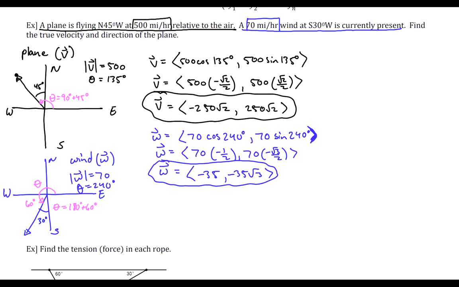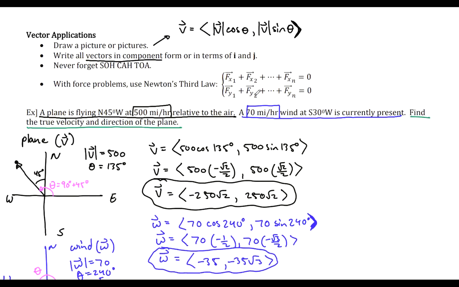And then the last thing, let's do that in green. Find the true velocity and direction of the plane. To find the true velocity, and in a lot of these problems, we want it in component form. Then usually all we do most of the time in these vector applications is add the vectors together once we get them set up.